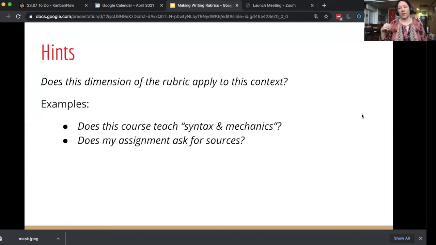And I think this comes a lot from adapting rubrics from other sources or pulling them from online, or even if your school gives you a rubric. But maybe that rubric asks for sources and you aren't requiring sources on that project. Well, you shouldn't have it on the rubric then. Or does your course even teach about syntax and mechanics? If you aren't teaching it, don't put it in the assessment.